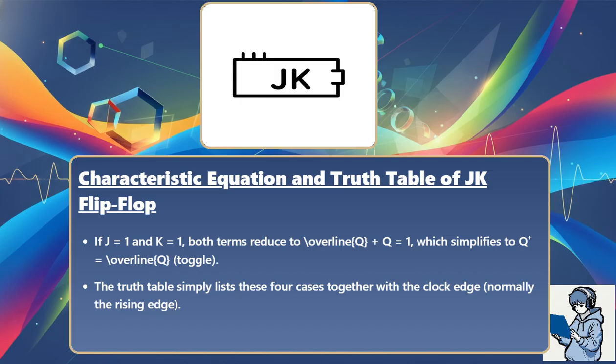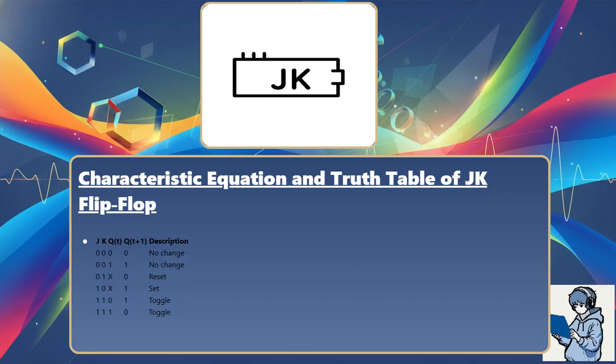The truth table simply lists these four cases together with the clock edge, normally the rising edge. J0, K0, Q(t)0, Q(t plus 1)0, no change. J0, K0, Q(t)1, Q(t plus 1)1, no change. J0, K1, X, 0, reset. J1, K0, X, 1, set. J1, K1, 0, 1, toggle. J1, K1, 1, 0, toggle.